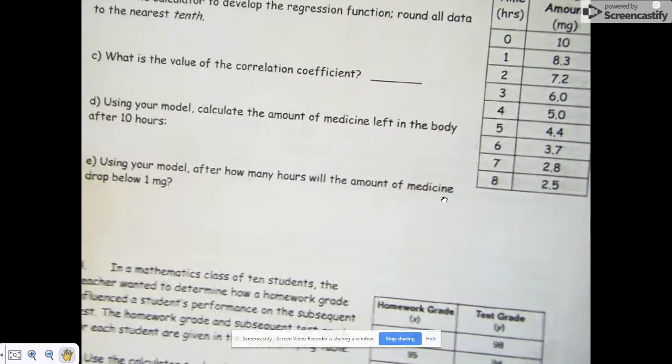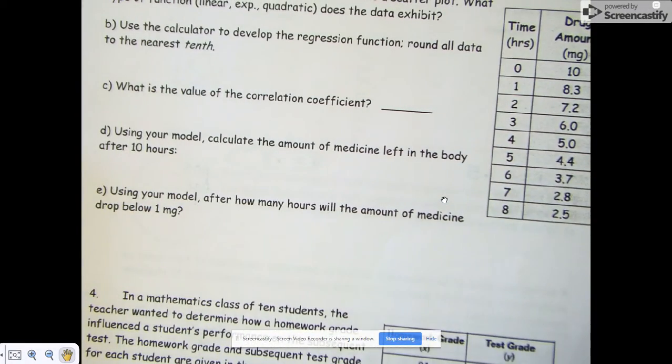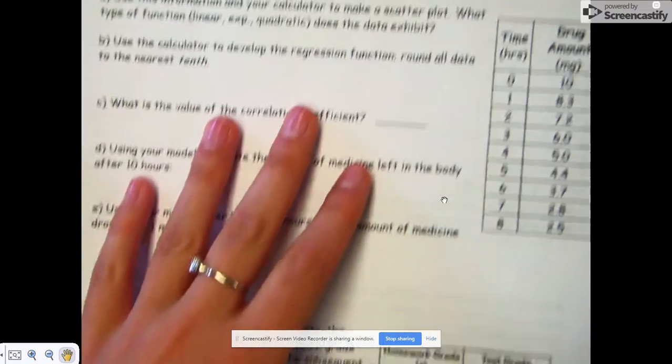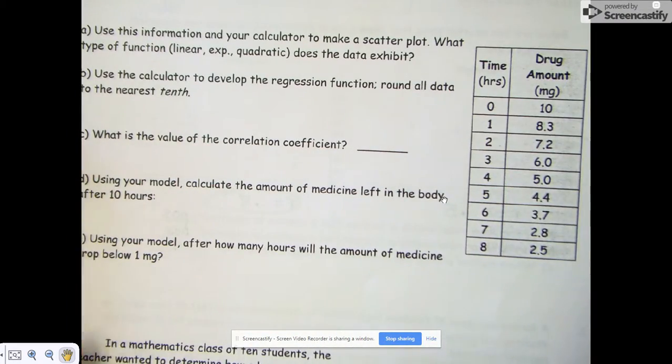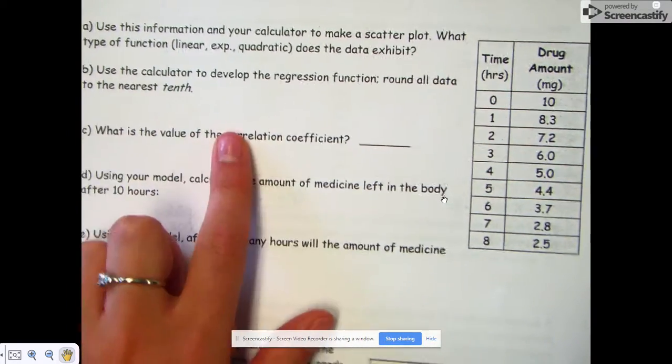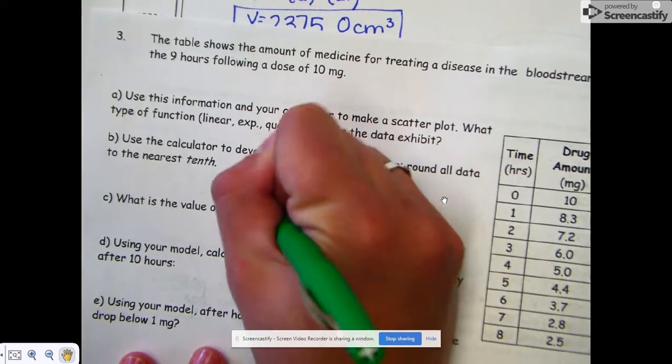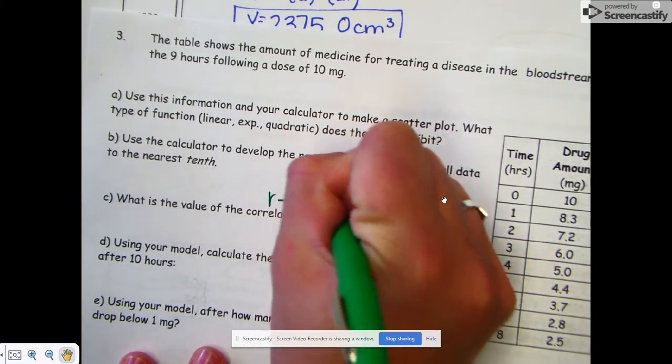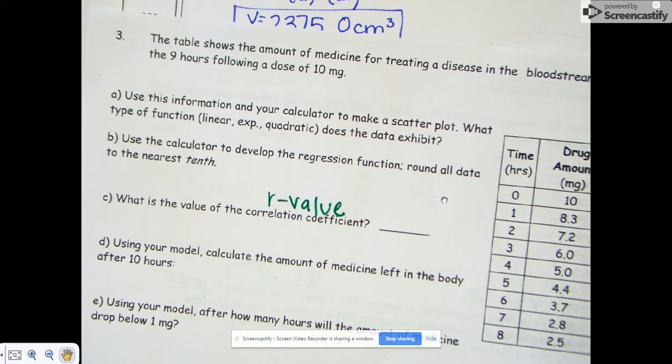So take a minute. Today is really focused on making sure you're picking the correct regression function and then finding the correlation coefficient, which is the R value, not the R squared value, the R value, and that'll tell you how strong a data set is.